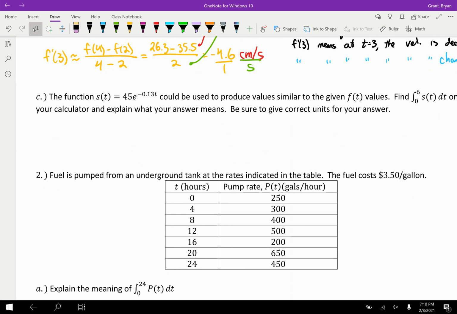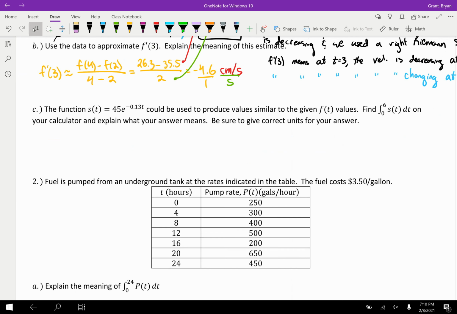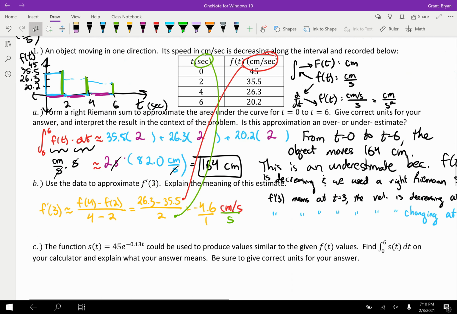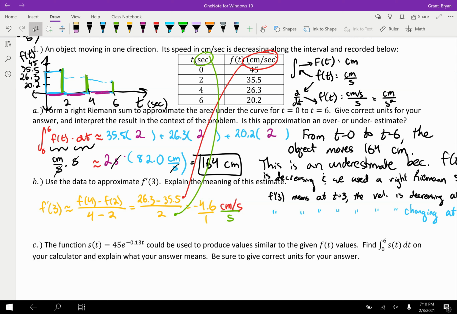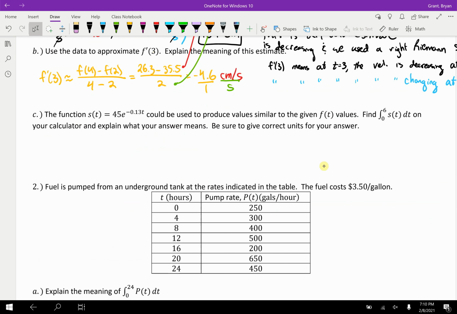The function s of t equals that grossness could be used to produce values similar to the table up here. That's so cool. They're like, we didn't give you a function at first. Now we're giving you a function that isn't quite the same for the outputs here, but is pretty close. Now they want us to find the integral from 0 to 6 of s of t dt on our calculator and explain what our answer means. Be sure to give correct units.